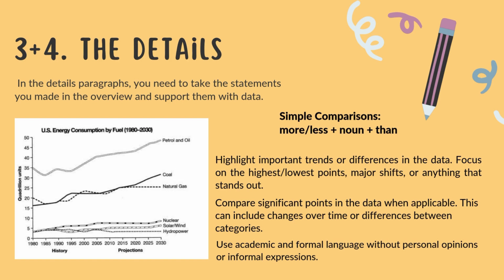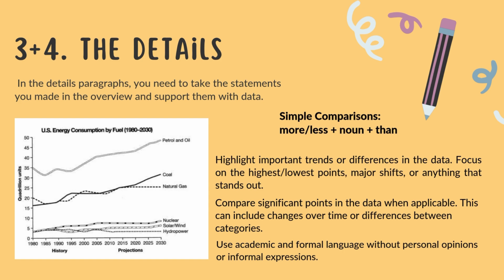So my key tips for talking about the details are to highlight important trends or differences in the data. It's great to make comparisons, and you can make simple comparisons too and still get a high grade, such as this amount is more or less than this amount. Showing highest and lowest points, major shifts, or anything like that really stands out to the examiner. It's also great to compare significant points in the data. If there is a period of time where the company has boosted completely, it's great to talk about that. If there's a period where it's gone really down low, it's also great to talk about that too.